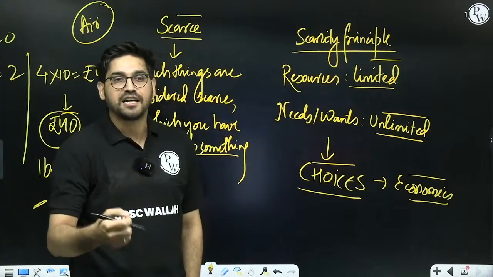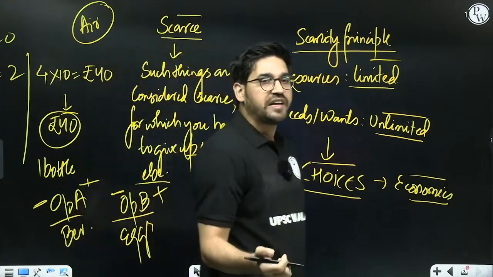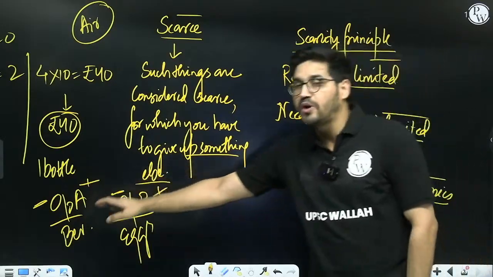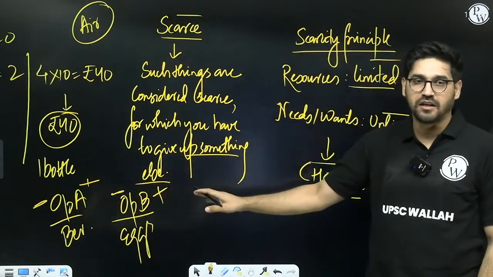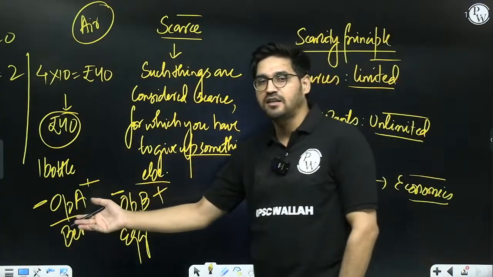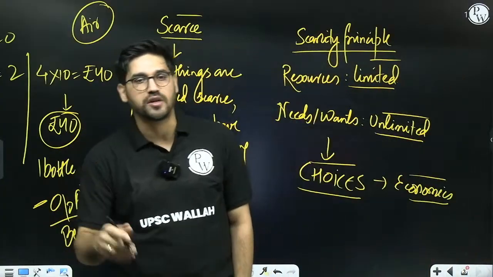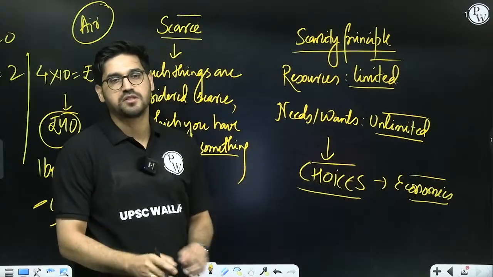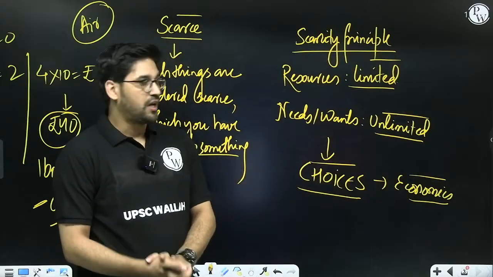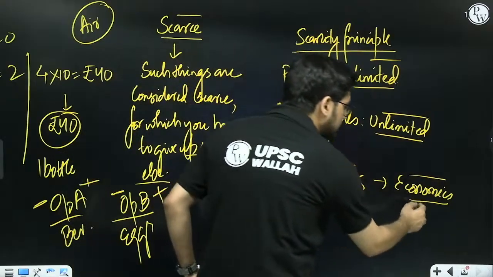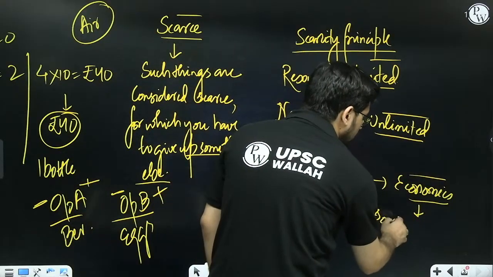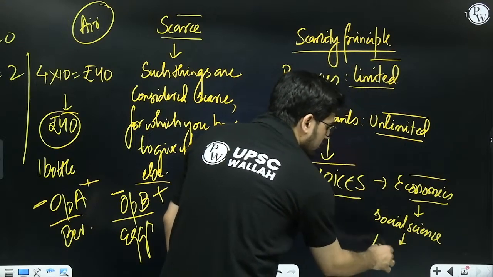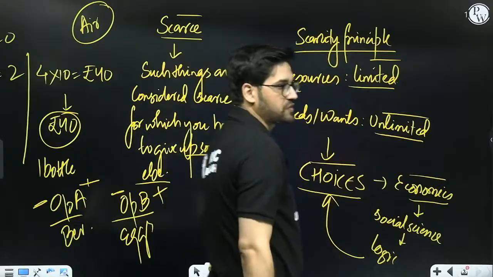What do we end up getting more of? What do we end up getting less of? What are we foregoing to get something else? Why are we doing that? The logic behind these choices is determined by this academic discipline, which is called economics. Economics is the social science which puts logic behind these choices.